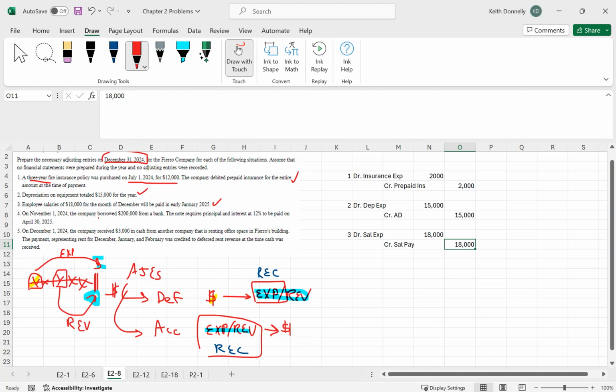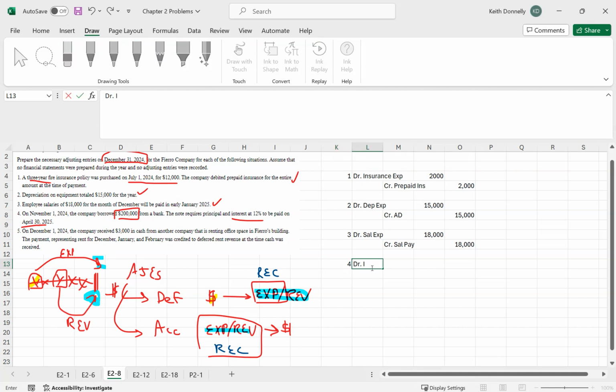All right, on November 1st, the company borrowed $200,000 from the bank. Looks like there's interest of 12% to be paid on April 30th of 2025 next year. Okay, so what's going on here? Hey, in November we borrowed money. That's great. Now we have to accrue the interest expense associated with that borrowing, right? So we're going to do debit interest expense, credit interest payable, right?